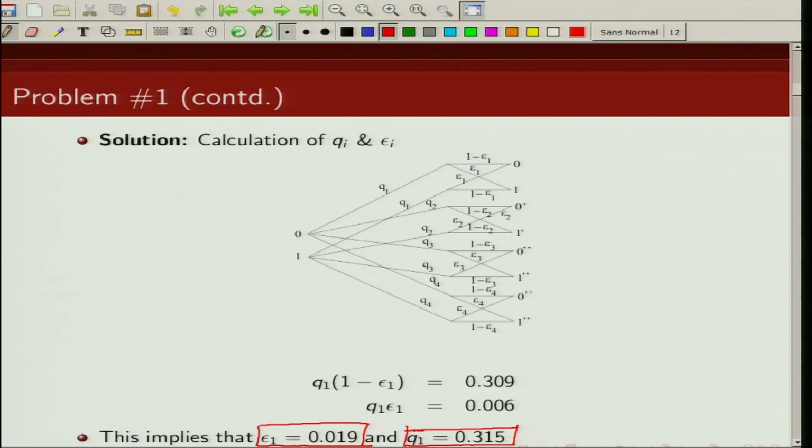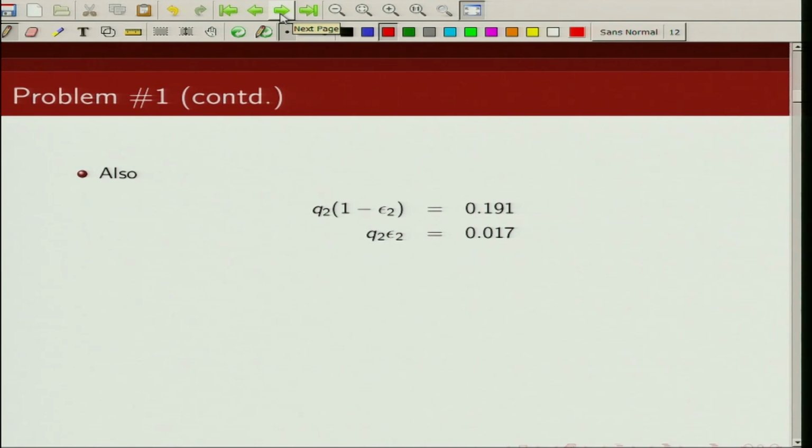I follow exactly the same procedure to get Q2, epsilon 2, Q3, epsilon 3, Q4, epsilon 4. I am just writing it here. We can do it once more. Let's see.